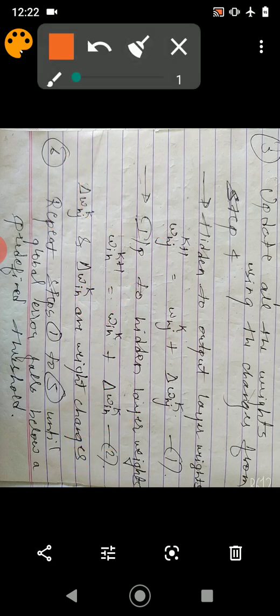Then you add a subscript to it. Either it would be W of IH if it is input to hidden, or instead of IH, you would take W of HJ if it is hidden to output. That's all.